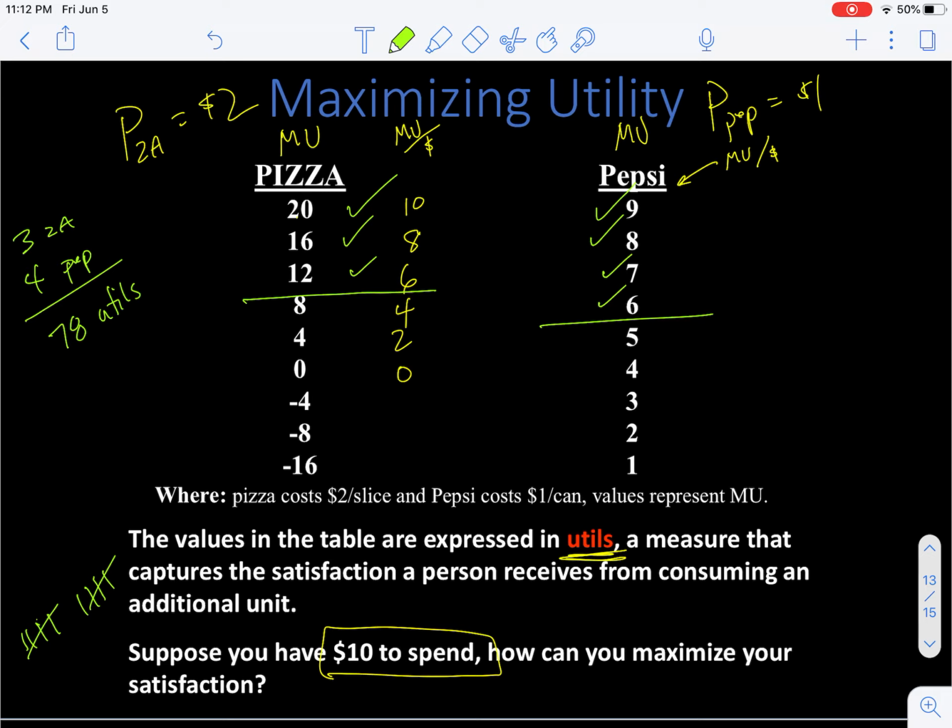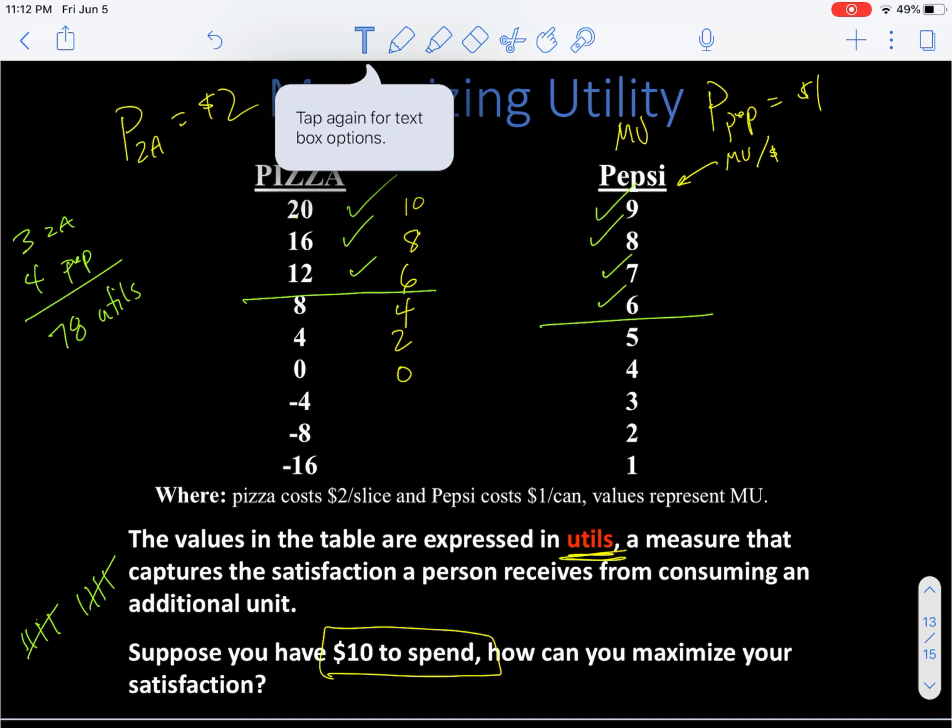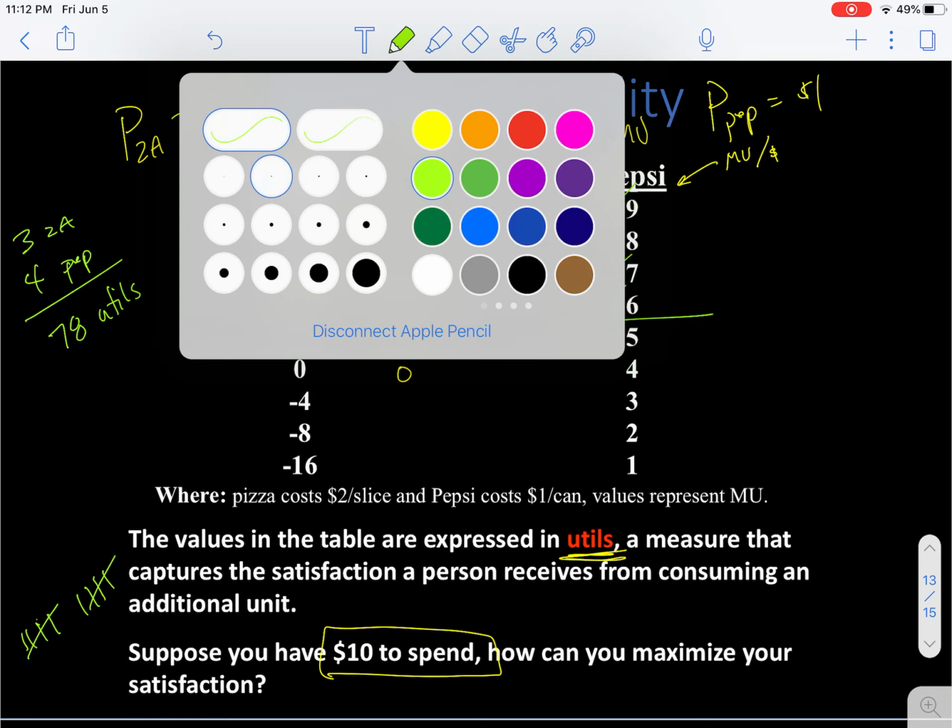The other way to think about that is, what if you look on the margin and say, all right, what if I changed it just a little bit? What if I gave up 1 slice of pizza? And what's the opportunity cost of a slice of pizza? Well, it's 2 Pepsis. So if I gave up 1 slice of pizza, I could buy 2 Pepsis, but that 1 slice of pizza gives me 12 units of happiness. I'd give up 12 and I would gain 9. Is that going to make me better off? No. What if I went the other way?